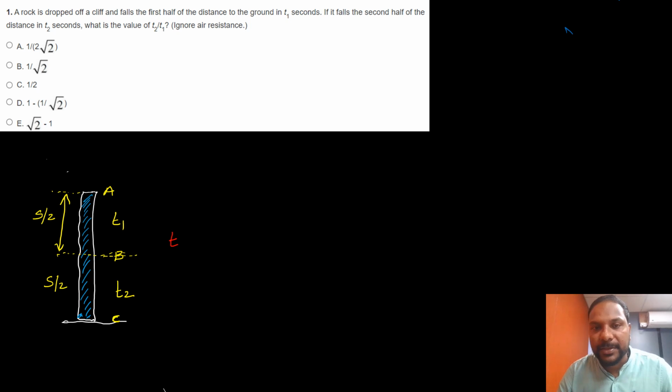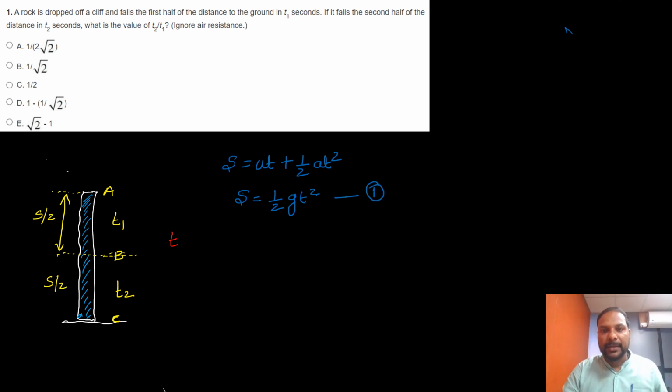From the equations of motion, what is our displacement equation? S is equal to ut plus half at square. Since the rock is dropped off the cliff, your initial velocity is 0. So your S will become half times g, the acceleration due to gravity, times t square. Clear? So S is equal to half times g t square. This can be your equation number 1. That is the condition for something dropped from a height.